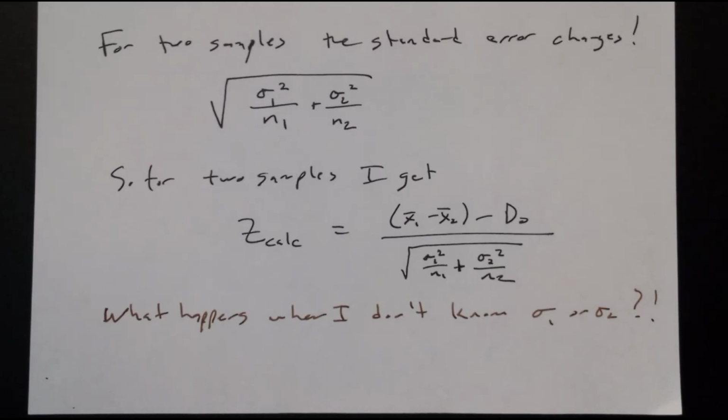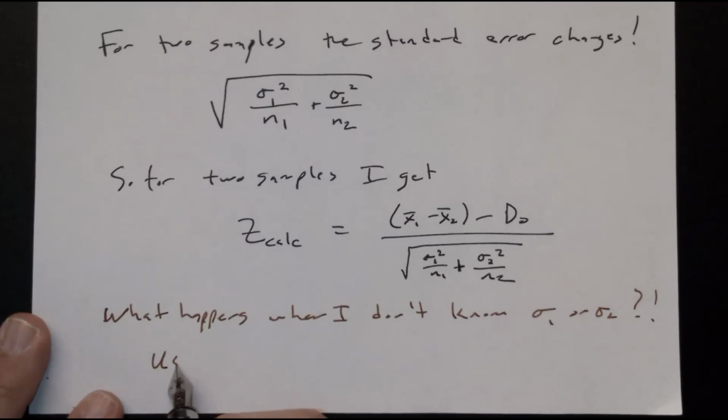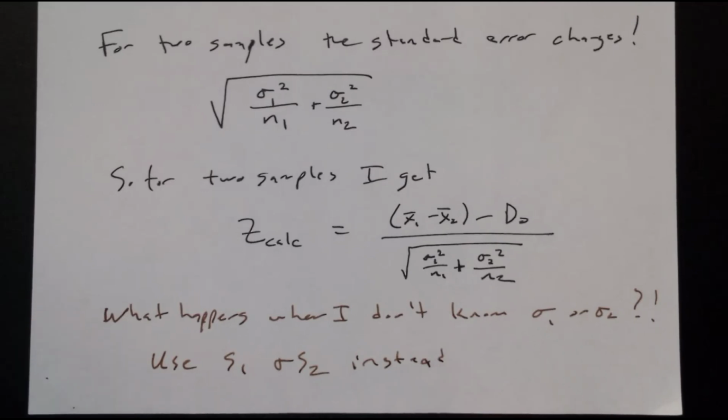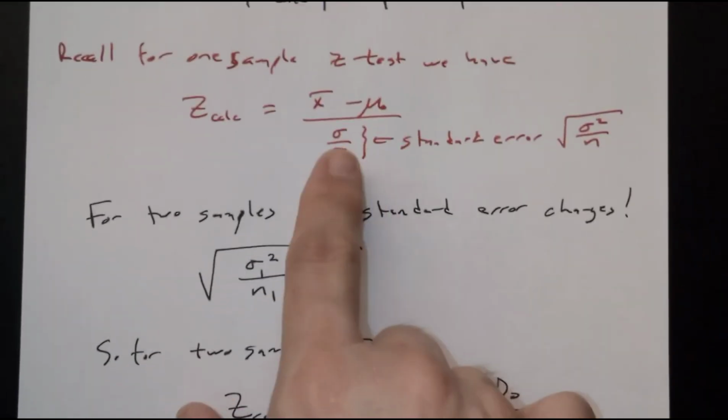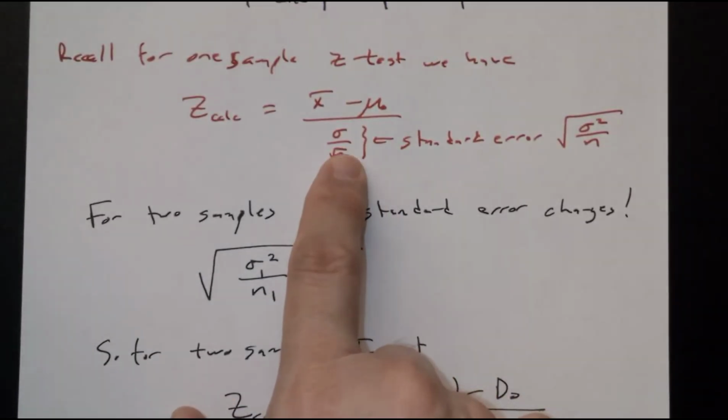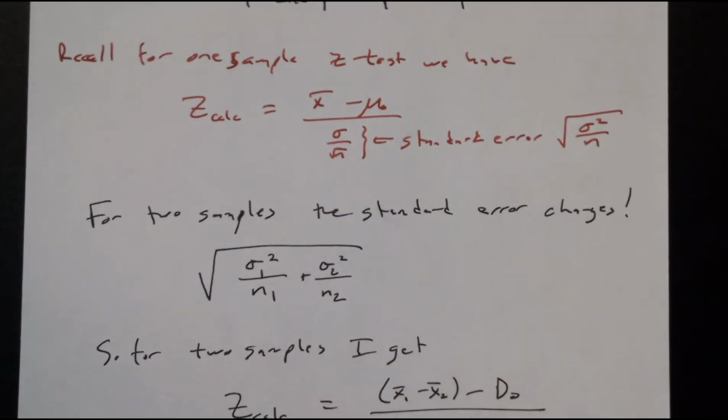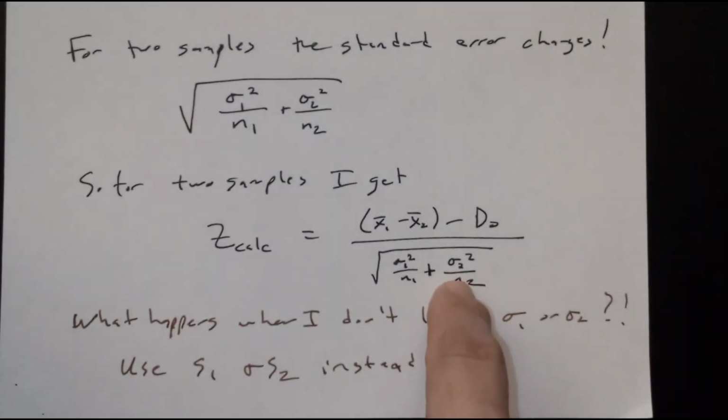Okay. I'm going to need to use S1 and S2 instead. And if you go back and you look at the t-test, it simply replaces that sigma with an S, doesn't it? In the one sample t-test, the only thing that changes is that sigma becomes an S. But now I've got two of them.